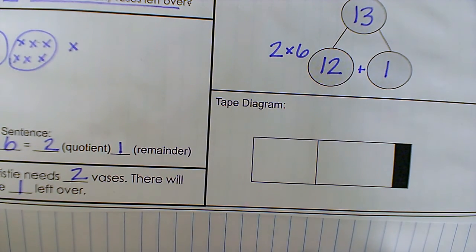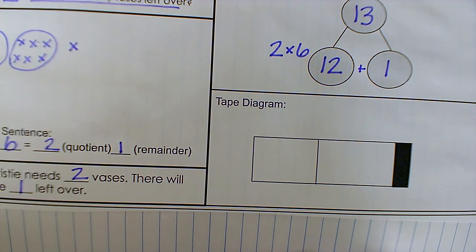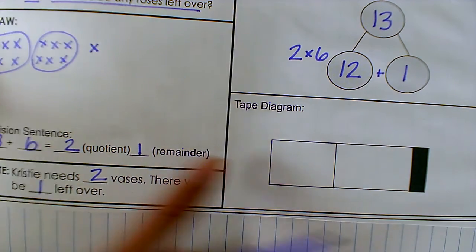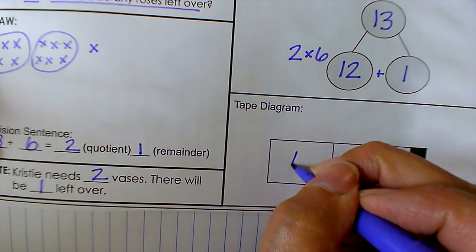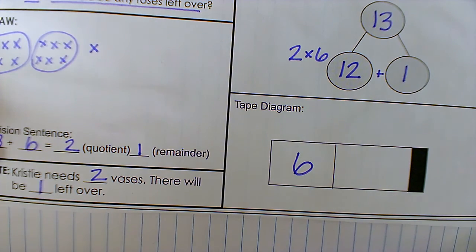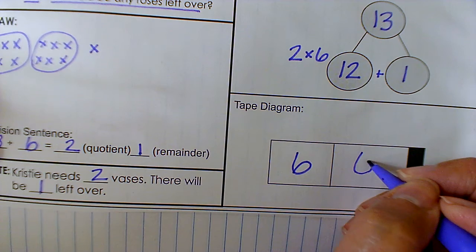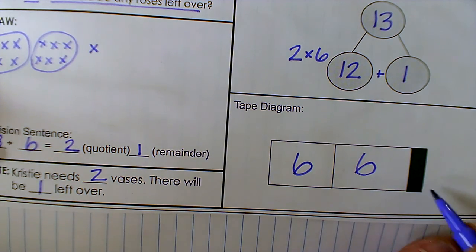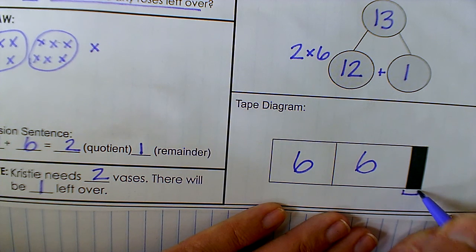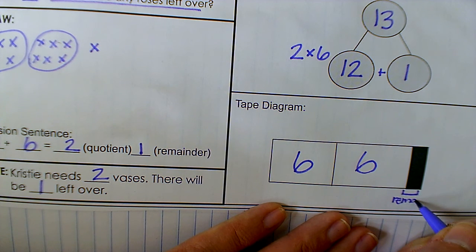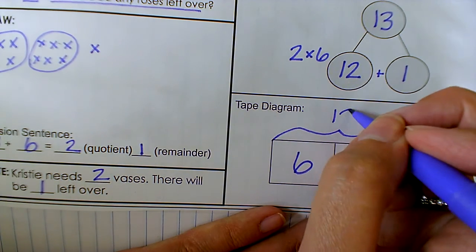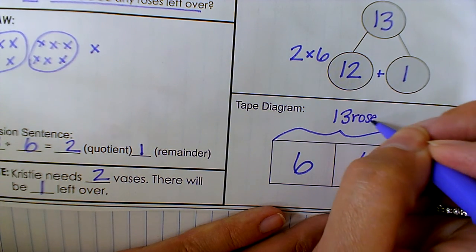The second way I can check my work is to use a tape diagram. So I'm going to use my array, and I'm going to pay attention to what I had in each group. I know that I had 6 in a group because that's what my problem told me. I had 6, and I can make another group of 6. Those 2 are the same. And then this square is darkened because this represents my remainder of 1. So this is remainder 1. And all together, my whole tape diagram represents those 13 roses.